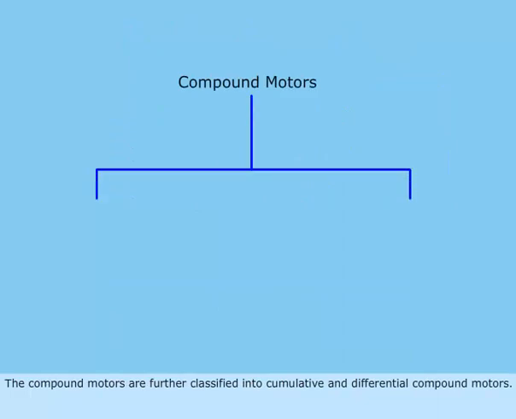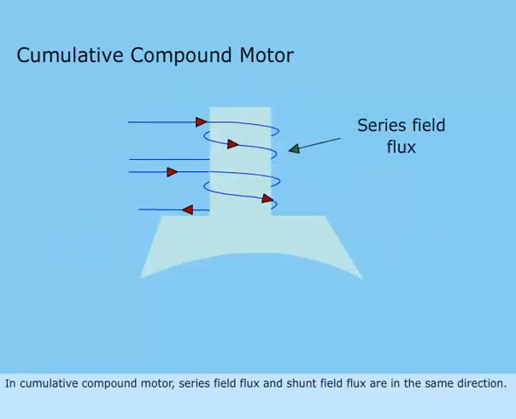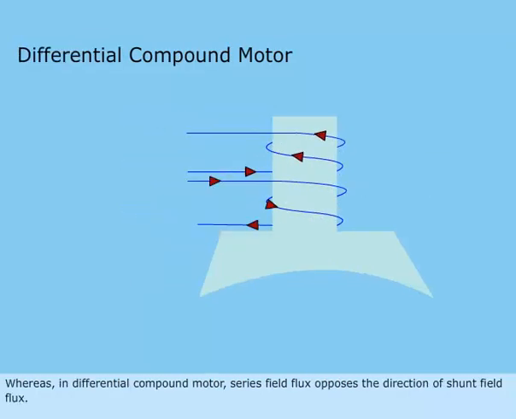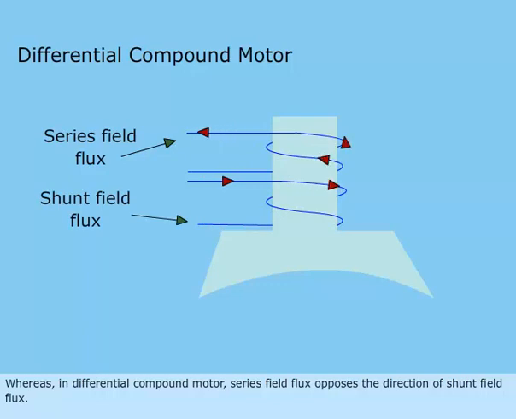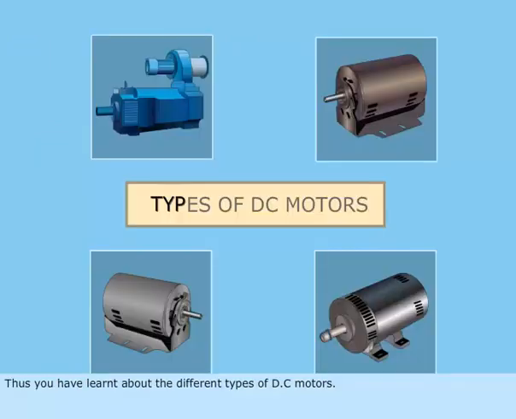The compound motors are further classified into cumulative and differential compound motors. In cumulative compound motor, series field flux and shunt field flux are in the same direction. Whereas, in differential compound motor, series field flux opposes the direction of shunt field flux. Thus, you have learnt about the different types of DC motors.